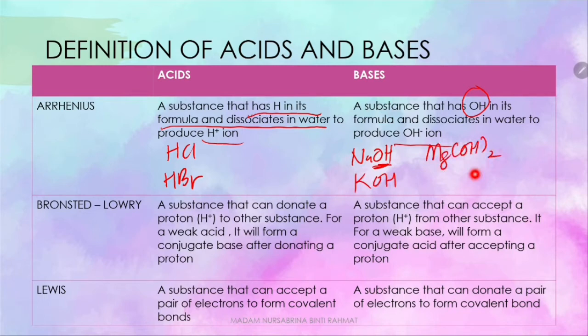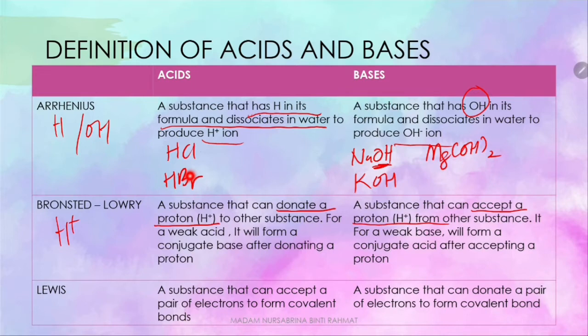Mg(OH)2 and so on. But according to Bronsted-Lowry, this one is in terms of protons. If it's an acid, it can donate a proton. If it's a base, it's going to accept a proton. Your proton is actually H+.